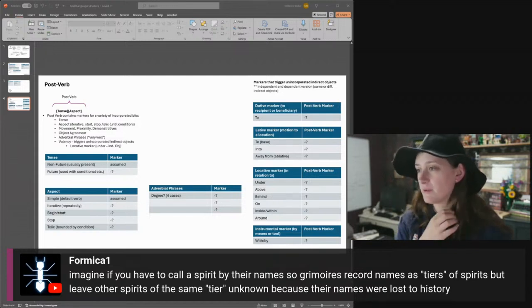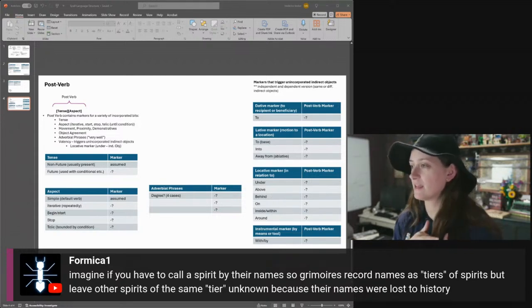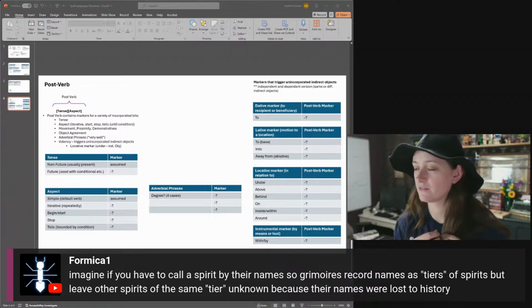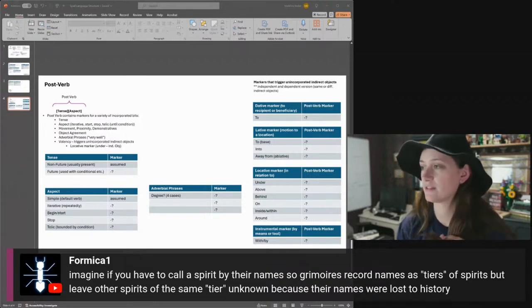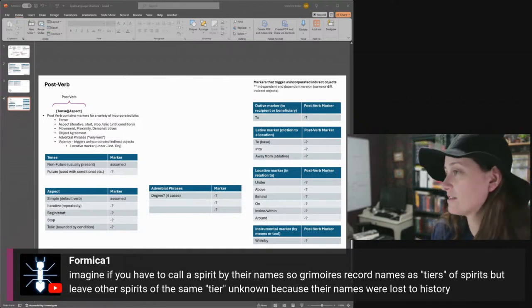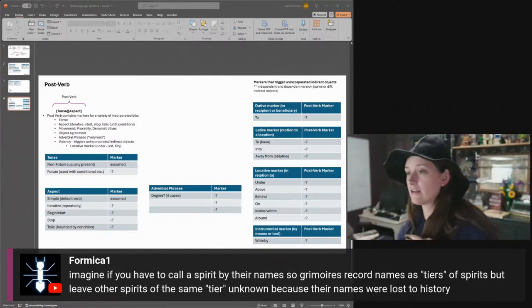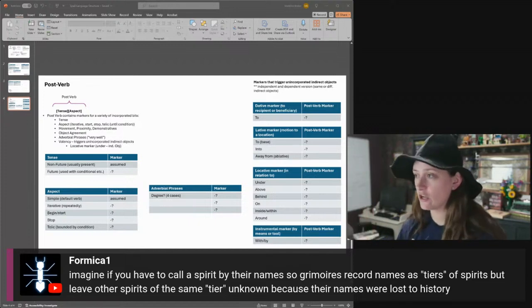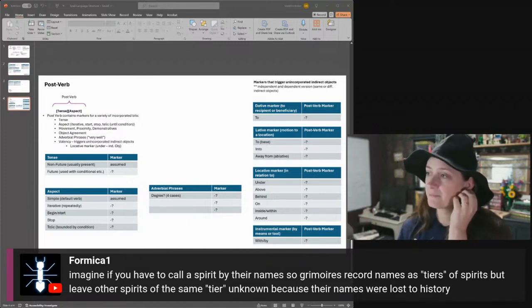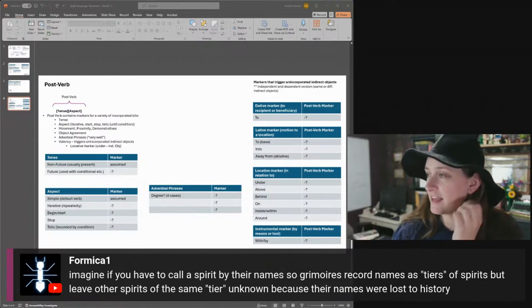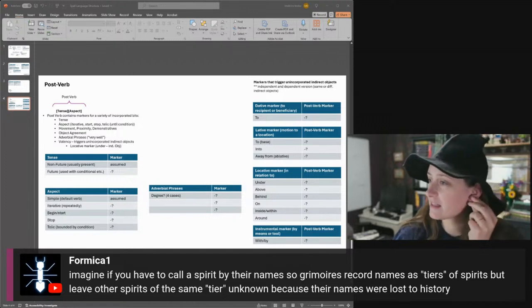Imagine if you had to call spirits by their name, so grimoires were code names as tiers of spirits, but leave other spirits of the same tier unknown because their names were lost to history. Yeah, so it is similar to that, right? There are tiers, and some are greater than or less than, and they wouldn't necessarily know. But yeah, that is the vibe, basically.